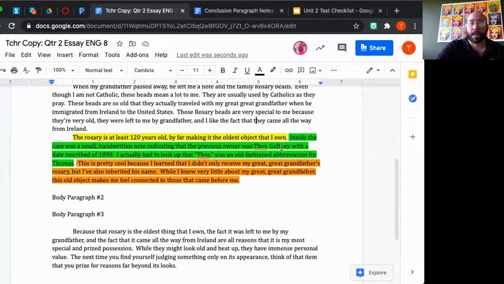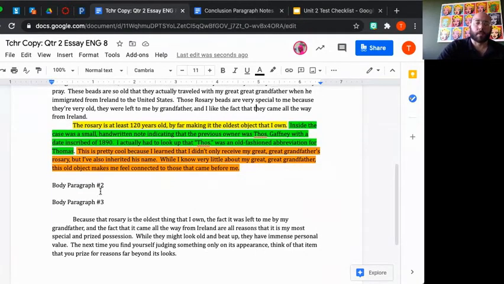I repeat my point in yellow, I illustrate my point in green, and I explain the significance of both my point and my illustration in orange. As placeholders, I just put body paragraph 2, body paragraph 3, because in a full and complete essay, you would obviously have a body paragraph about your second main point and a body paragraph about your third main point. Let's take a look at my conclusion paragraph that I've drafted.